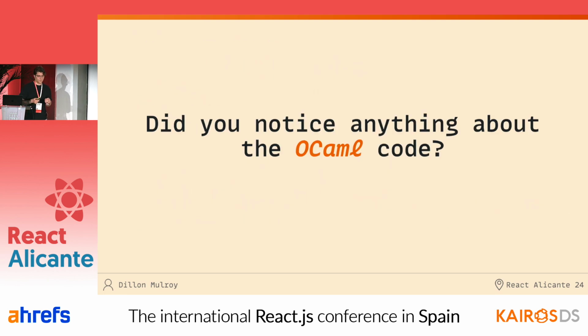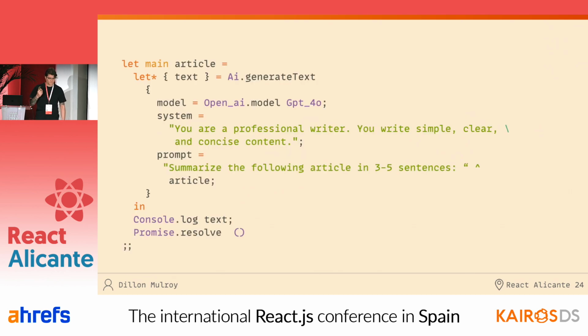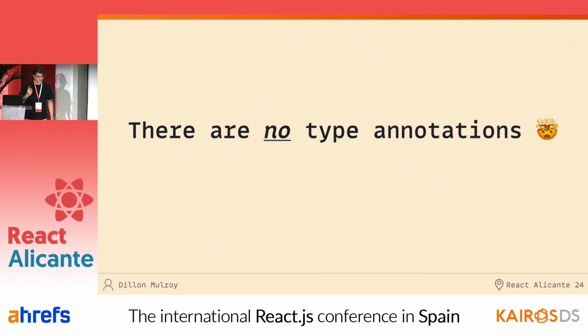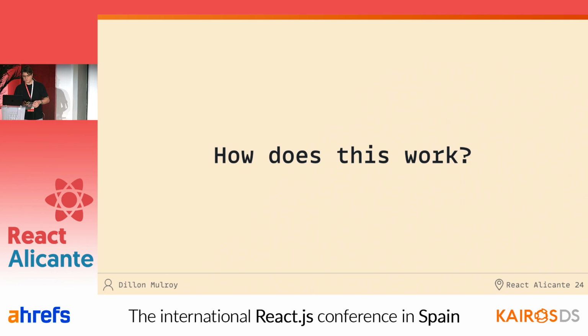But did you notice anything about the OCaml code? Perhaps the absence of something? There are no type annotations. Yet we have 100% accurate and sound inference. And this is not like TypeScript's inference. TypeScript has inference in the way where when we're working with generic parameters or return types, it's going to more closely infer the shape of our data rather than inferring some nominal or named type that we've declared elsewhere. But how does this work?